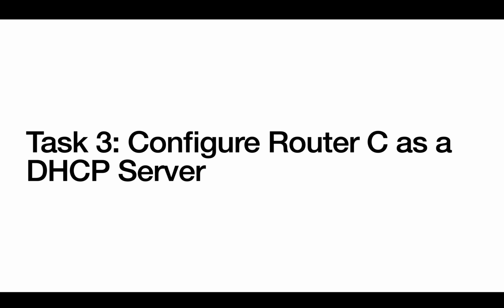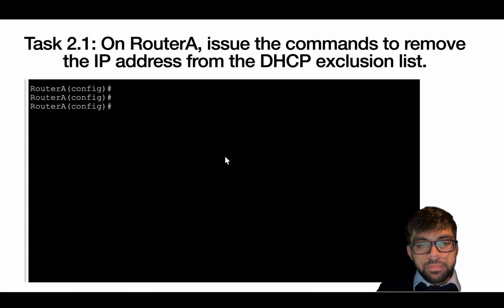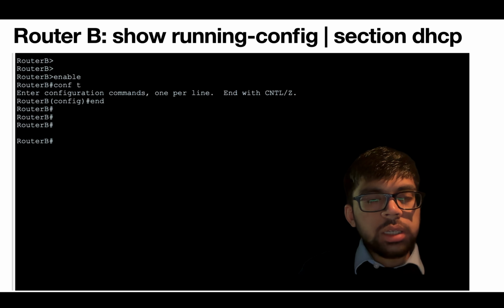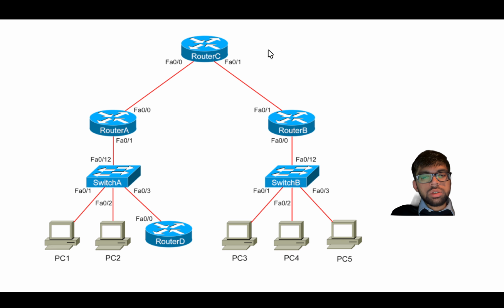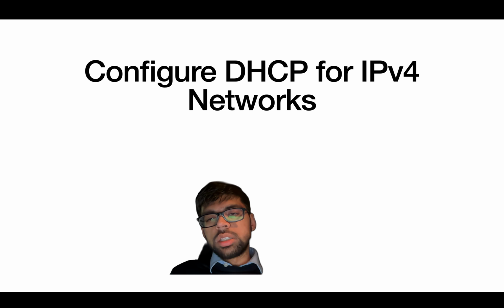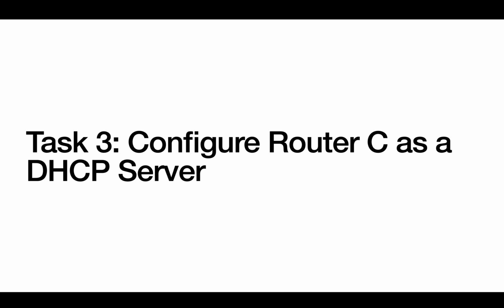Remember, let's go back to the actual topology I wanted to show you. You've got router A, router B, router C. So we'll configure these two as the relay agents now, and we need to configure this one as the DHCP server. So let's go back to task 3. We're on task 3, configure router C as the DHCP server.